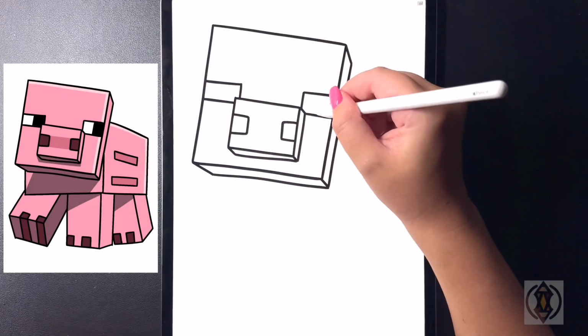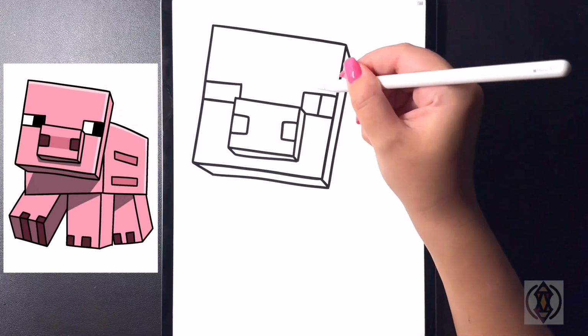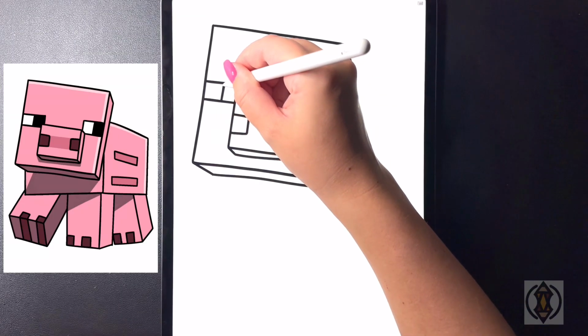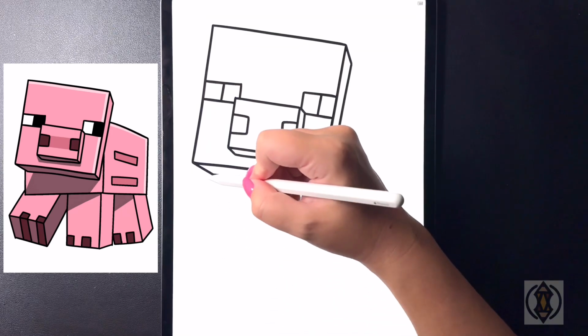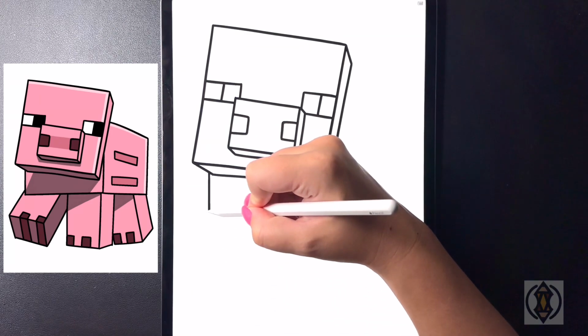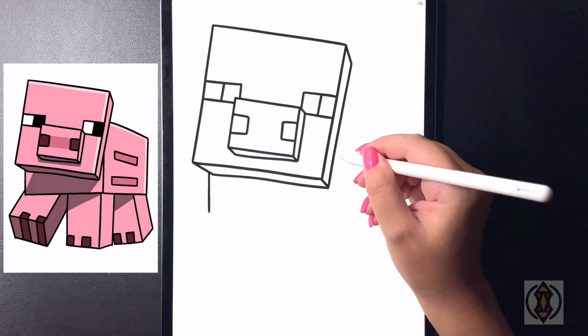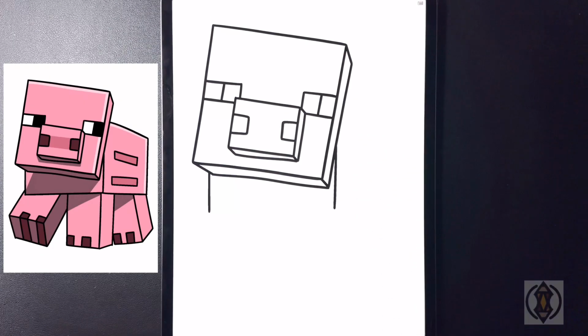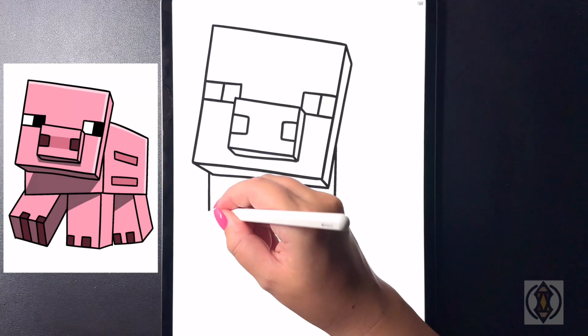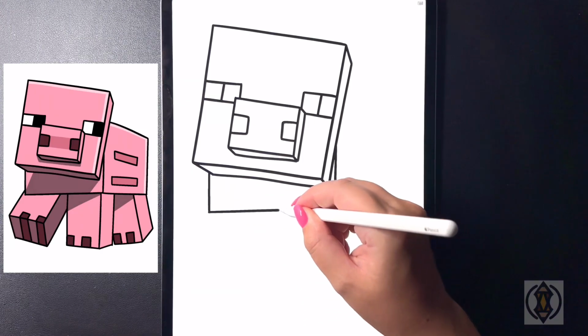And then again on both sides, we're going to draw in another line coming up. Now on the left-hand side, let's draw in a straight line coming down. And then we'll do the same over on the right, bringing that down, ending that at the same height. Now from here, let's close this off on the bottom with a straight line.